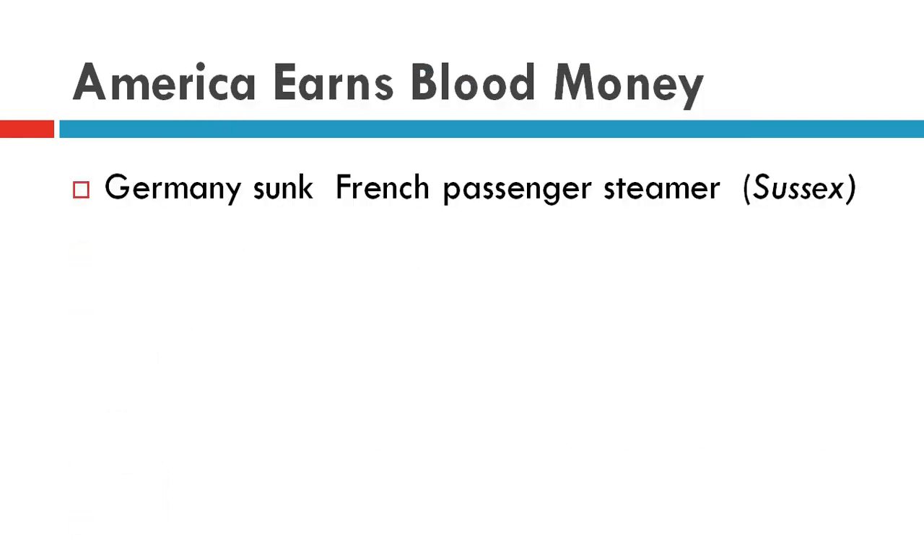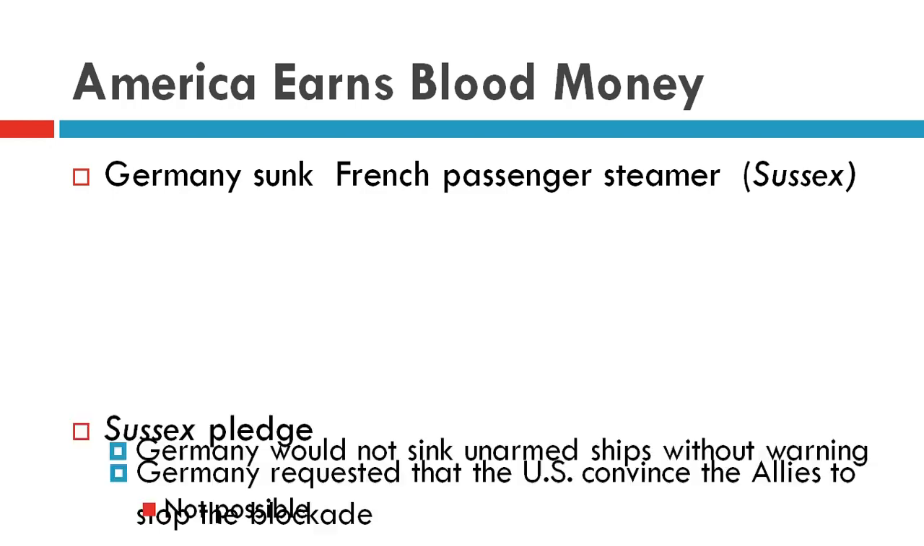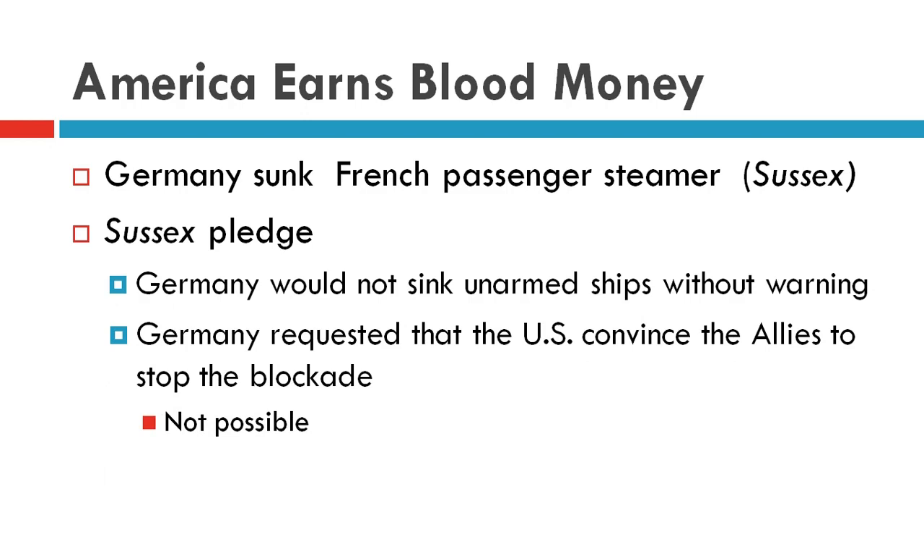So this use of submarine warfare against any ship in the war zone is called unrestricted submarine warfare, and Germany later sunk a French passenger steamer as well. It was called the Sussex. And following that, Wilson sent an ultimatum, and basically he said, if you don't stop using unrestricted submarine warfare, we will cut off diplomatic relations with you, which is most certainly a step closer to war.